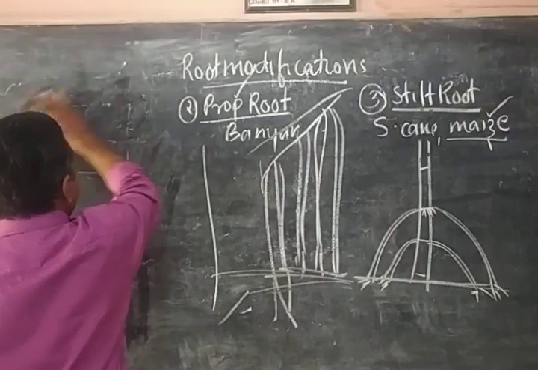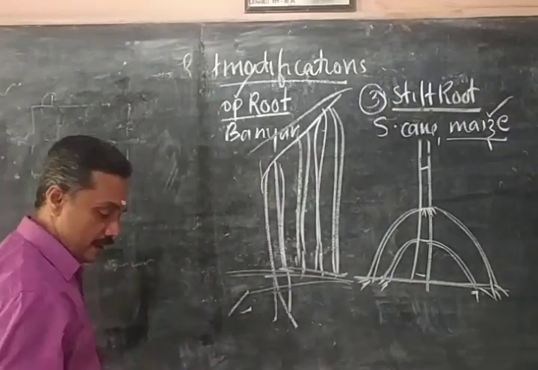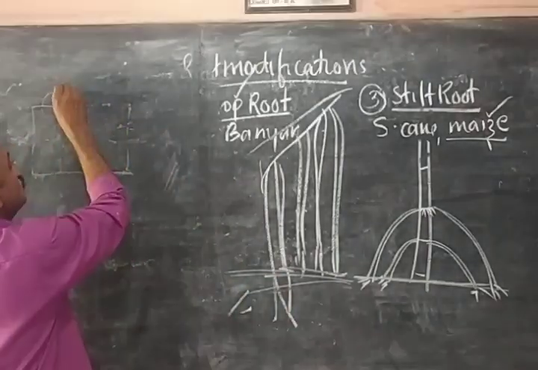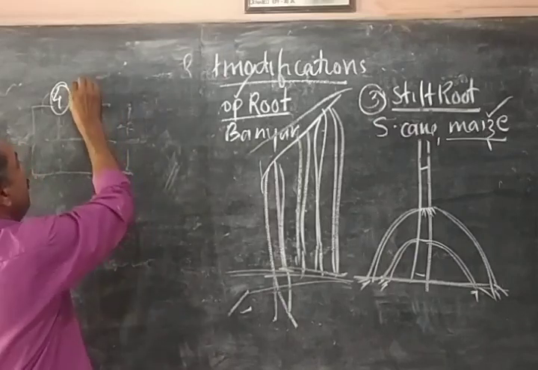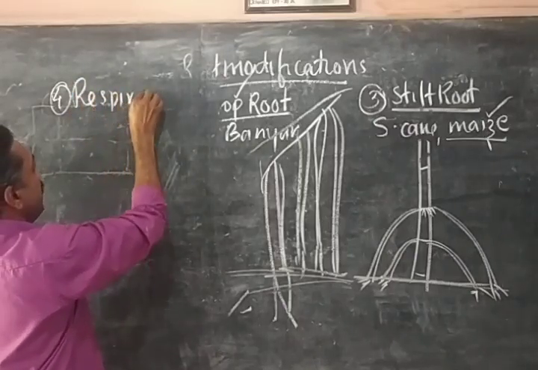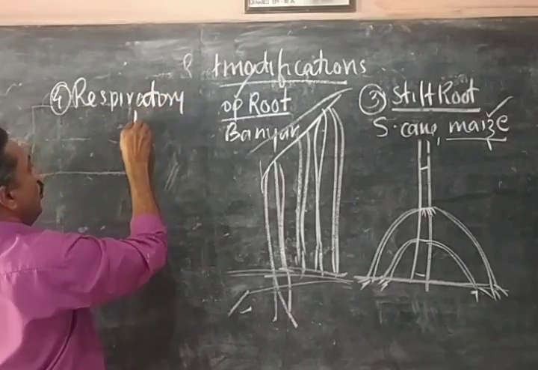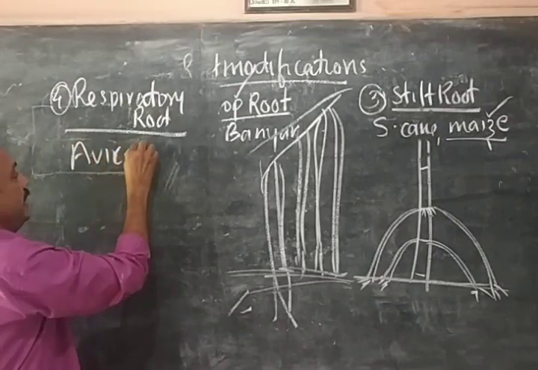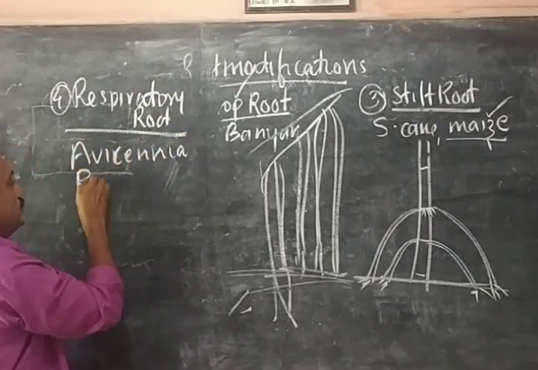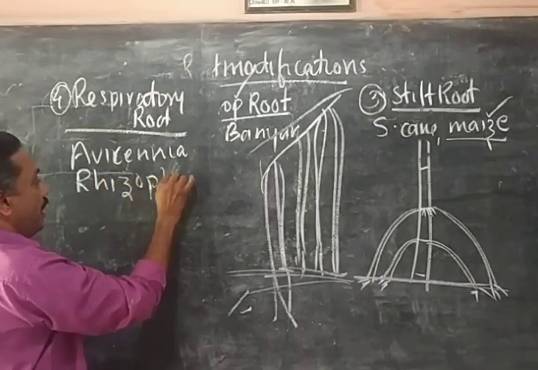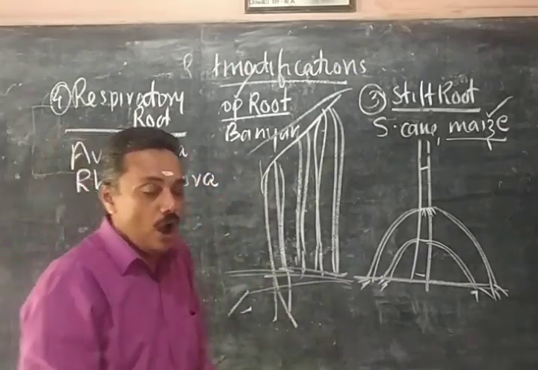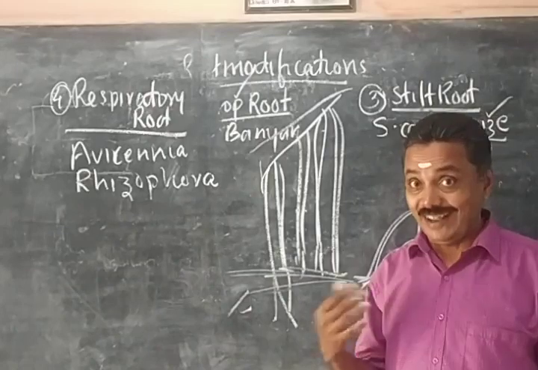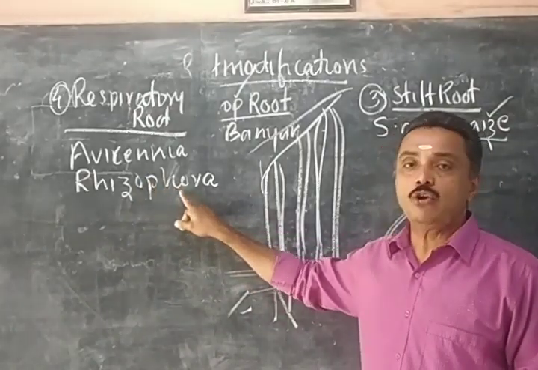Then, in another example, in plants like Avicennia and Rhizophora, very rare plants, roots are meant for respiration. These are respiratory roots. In Avicennia and Rhizophora, roots do the function of respiration. You have to remember these plants.